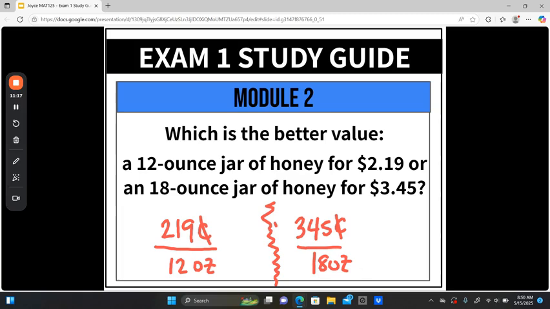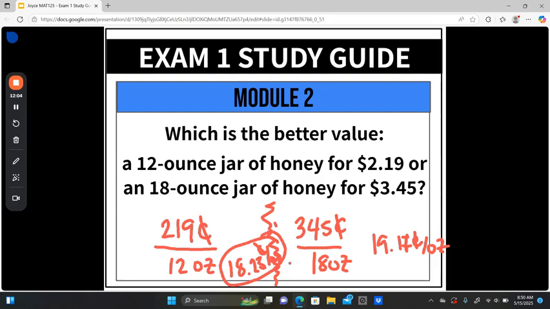Okay? And so for the one on the left over here, when we divide, we get 18.25 cents per ounce. And when we divide over here, 345 divided by 18 is going to give us 19.17 cents per ounce. The better value is going to be the one that costs the least, so it's going to be the 12-ounce jar of honey.